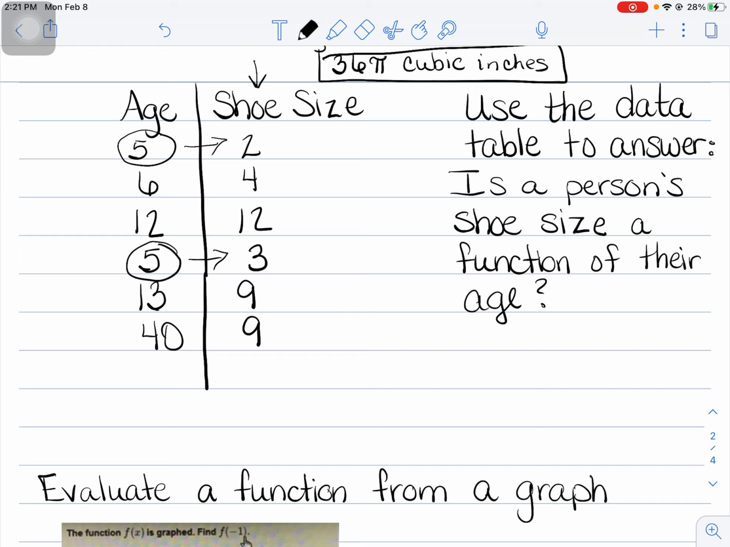That means the age of a person does not determine their shoe size, which makes logical sense because even your friends have different shoe sizes than you, and most of you are close to the same age. So this is no, because we have a 5-year-old that has a size 2 shoe and a 5-year-old that has a size 3 shoe. So this is not a function.